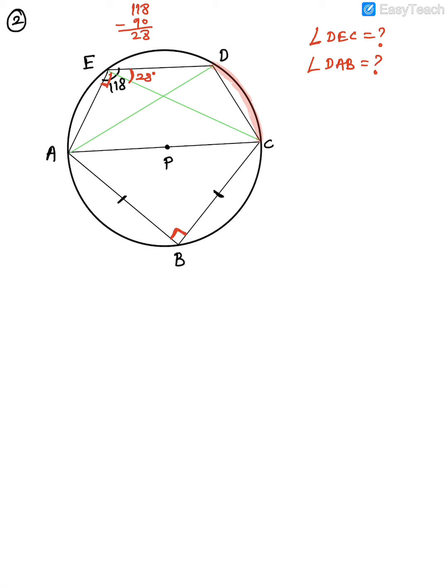So we can say that angle DEC, one second, the font is too thick. Okay, so angle DEC is equal to angle DAC. So this angle will be equal to what? 28 degree. Got it? Now we were asked to find angle DAB. We've already found this part. To find DAB, I need to have this remaining part of the angle which is not given.